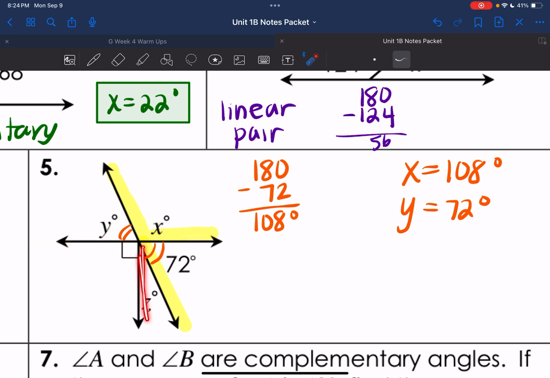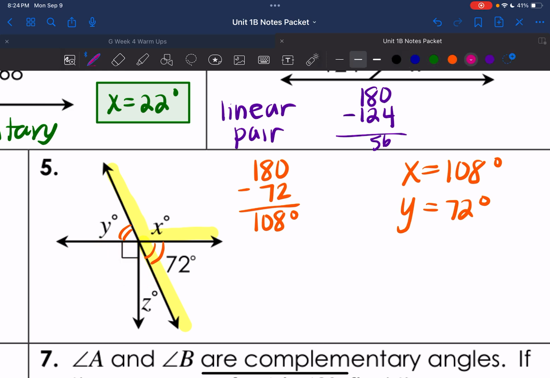Okay, and then last up that I have is z. Okay, so x, this part that's here, is a vertical angle to this part. Like if you see these two lines, so this part is equal to this part, but on the bottom, I know that this part is 90.